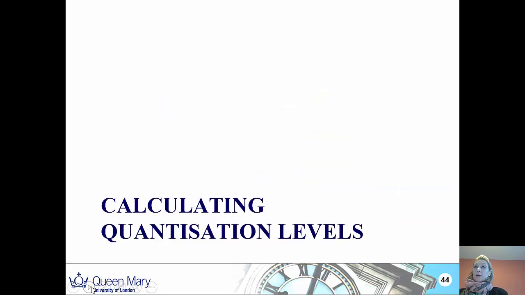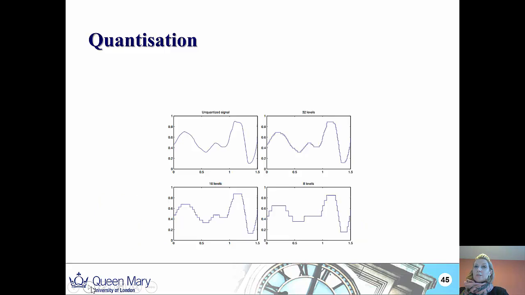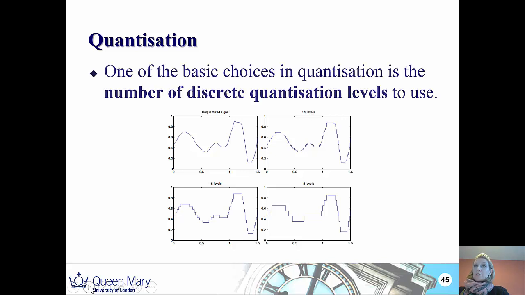So if you want to actually go about calculating these quantization levels, how many levels should be used? What is an adequate number of levels in order to allow the original signal to be reconstructed? One of the basic choices in this process is to determine the number of discrete levels to use. So we've got our original signal here, whenever we're using 32 levels, whenever we're using 16 levels, and whenever we're using 8 levels.